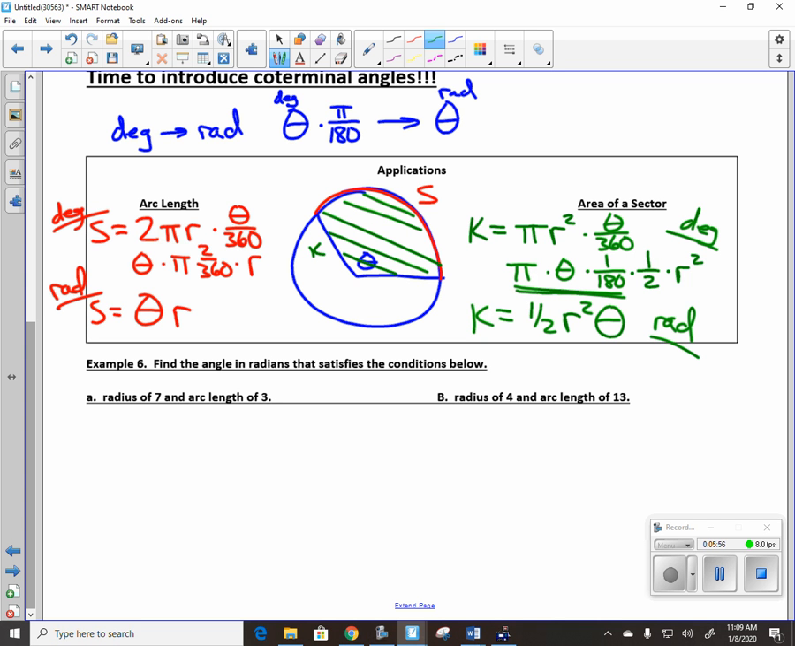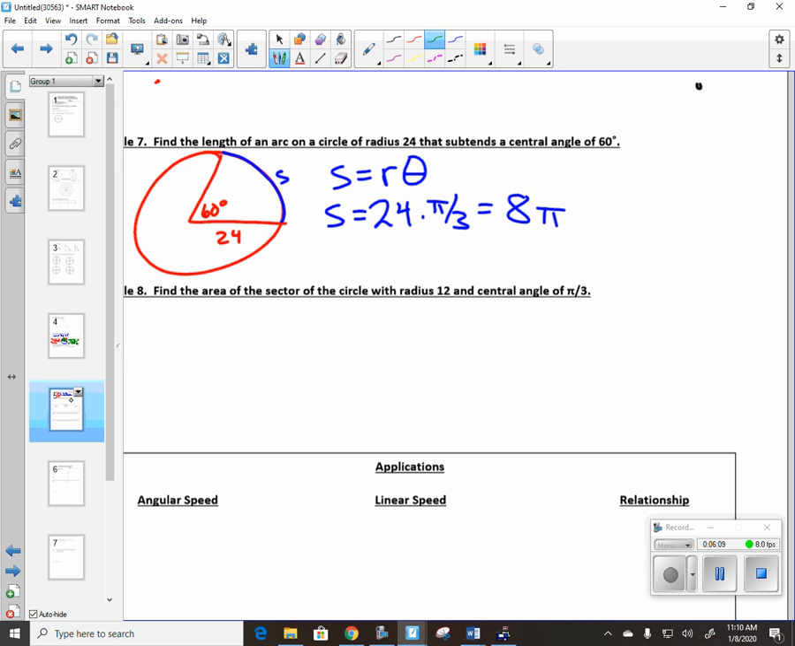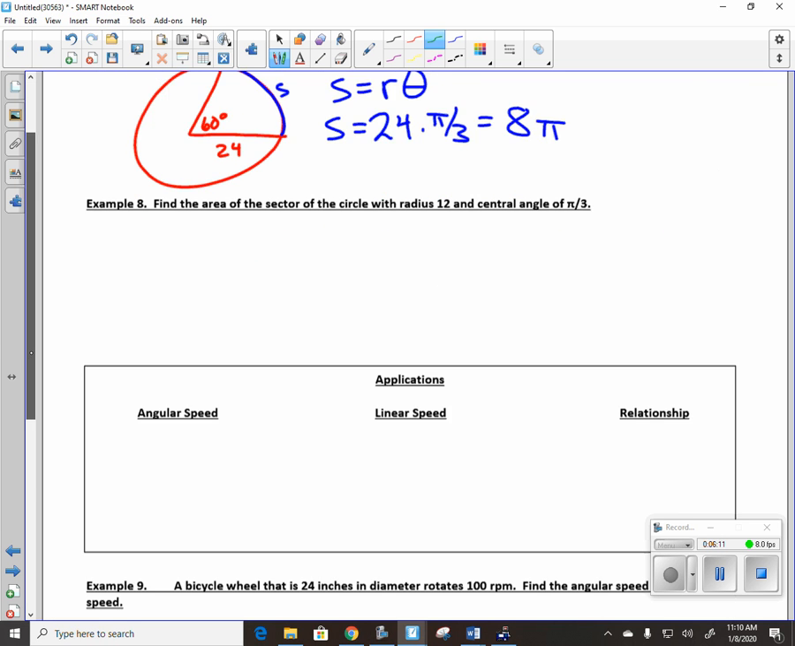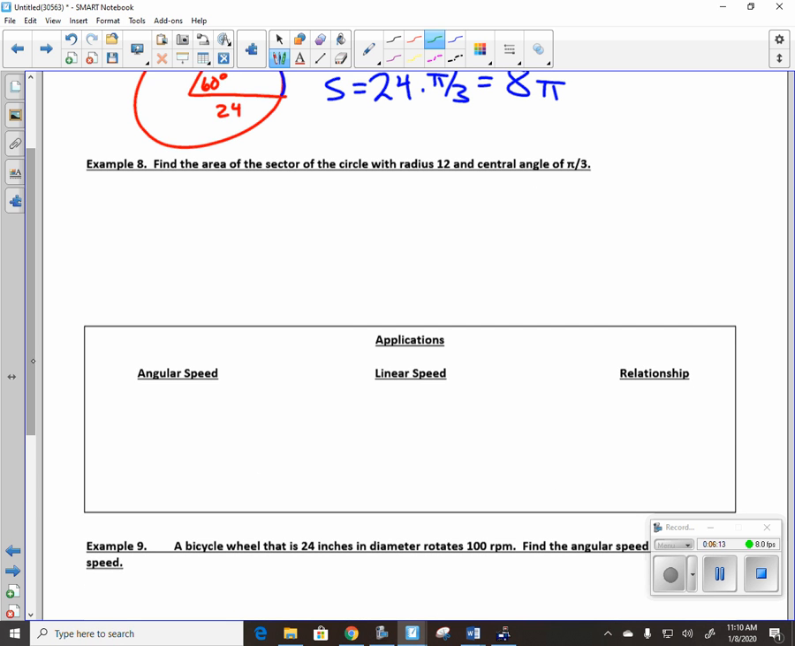By the way, on the test, I give you these formulas. I give you the formula for arc length. I give you the formula for area of a sector. You have to remember to convert it to radians. Got it? So let's look at our last example, and then you'll be given time to work. Then you'll go to lunch. Find the area of a sector of a circle with radius 12 and central angle of pi over 3.